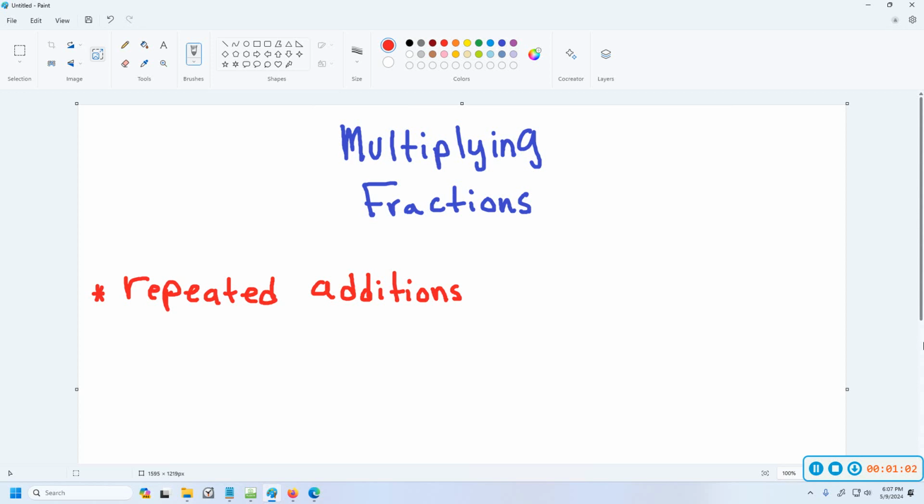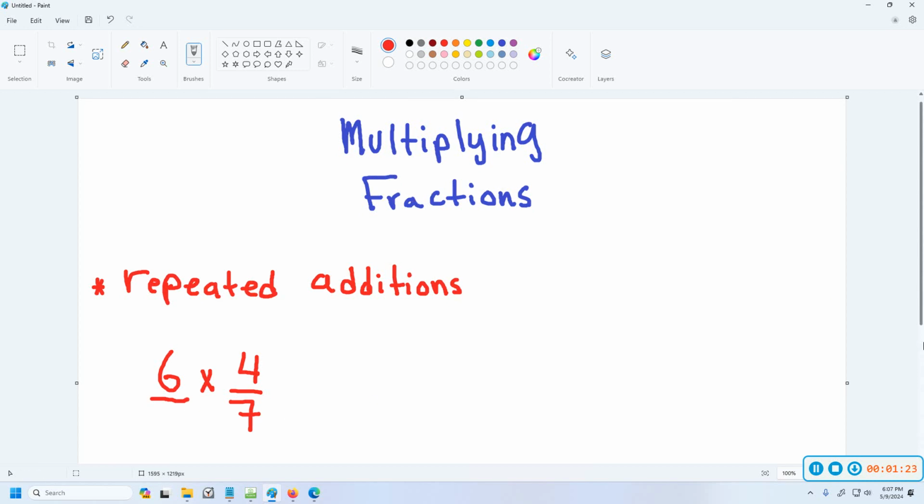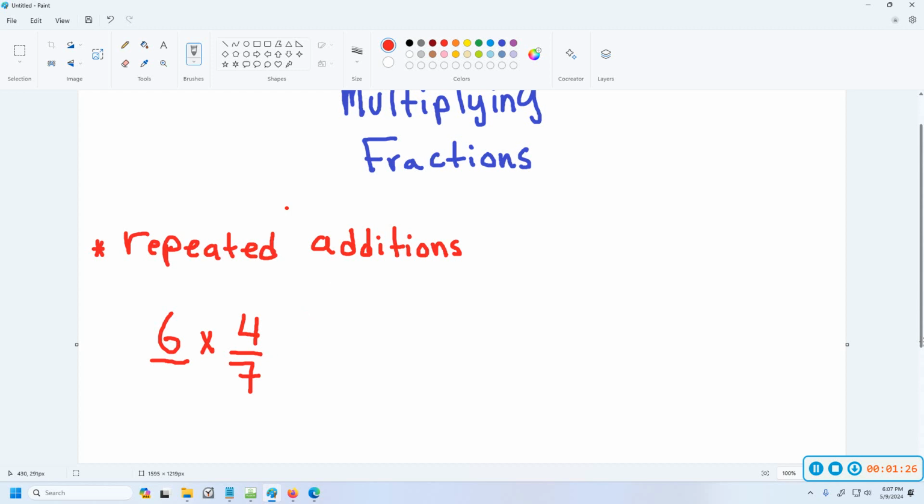All right, let's say we have 6 times 4 sevenths. That means our fraction 4 sevenths is being repeated 6 times. So we have to model our 4 sevenths. I'm going to draw a whole, and I need to look at the denominator, and my denominator is 7. So that means I have to partition it into 7 pieces.